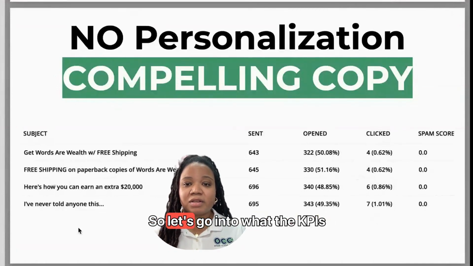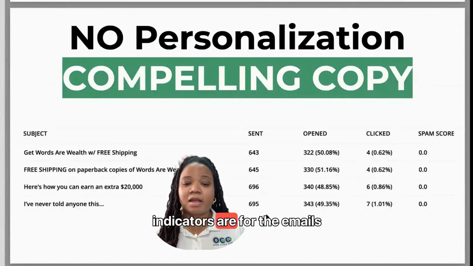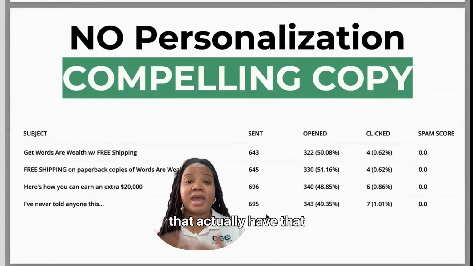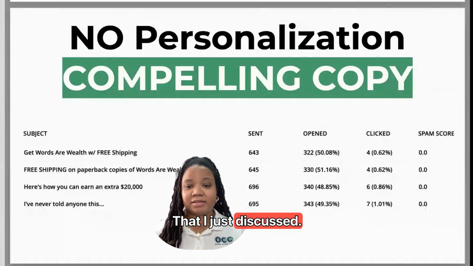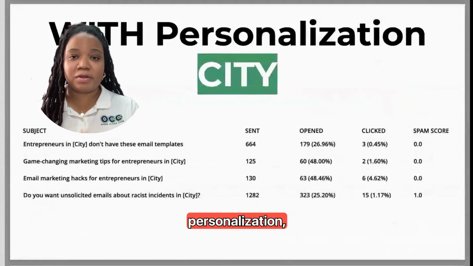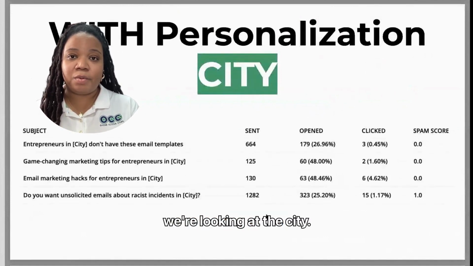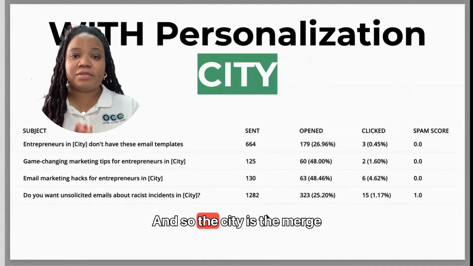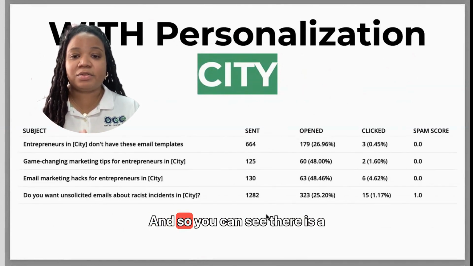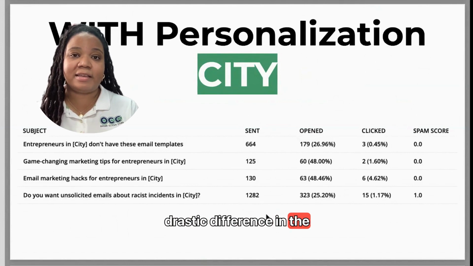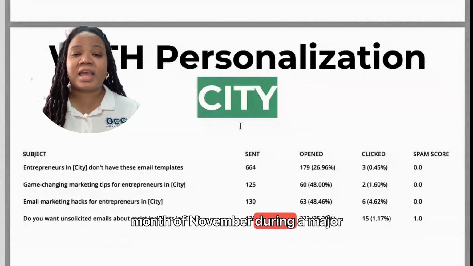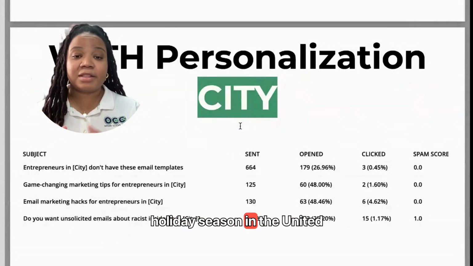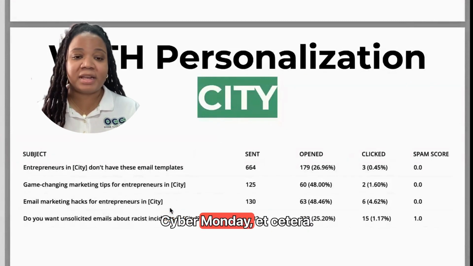So let's go into what the KPIs, or the key performance indicators, are for the emails that actually have that personalization, or in other words, that merge field that I just discussed. So when it comes to personalization, in this example, we're looking at the city. And so the city is the merge field that we decided to use. And so you can see there's a drastic difference in the engagement with the audiences. These emails were sent in the month of November during a major holiday season in the United States. It's Black Friday, Cyber Monday, etc.